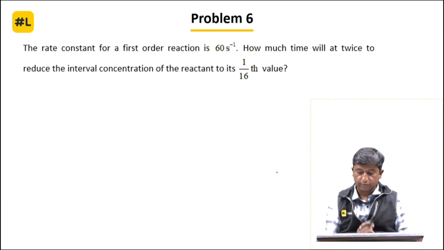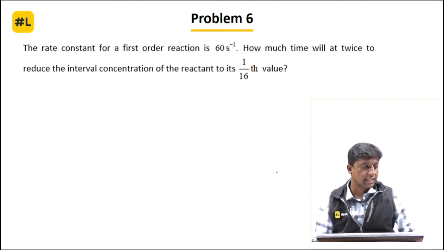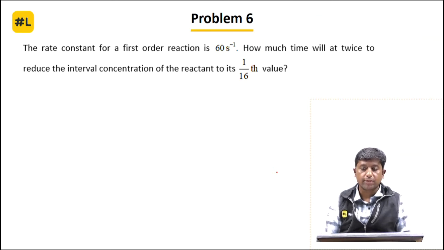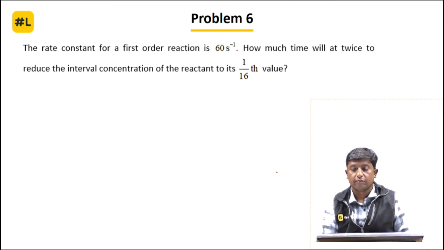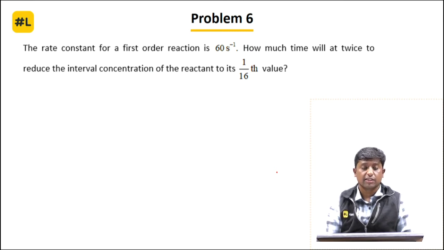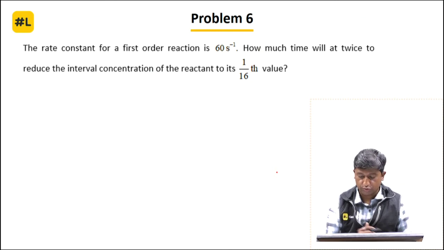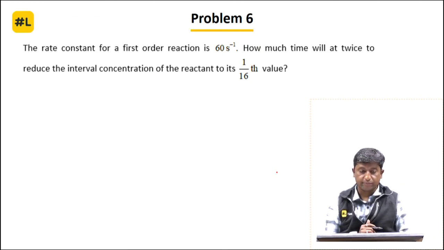Next question. The rate constant for a first order reaction is 60 per second. How much time will it take to reduce the initial concentration of the reactant to 1/16th value? So, this is the problem they have given.